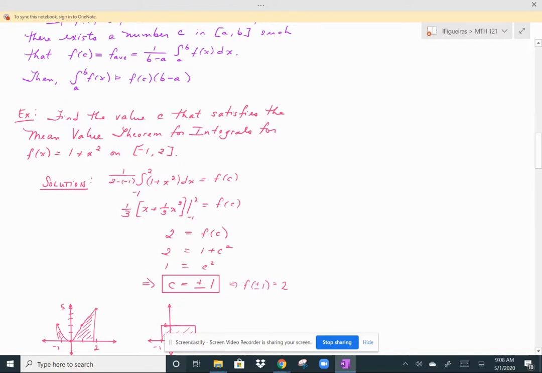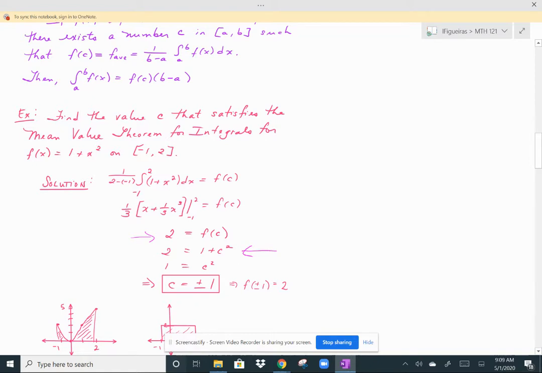So remember, the definition says that f of c equals the average value. So that's the equation that I set up here. The average value calculation is the same calculation we did above. So that has a value of 2, which we did earlier. Remember, that's equal to f of c. So I'm just going to substitute c into the original function. So then I get 2 equals 1 plus c squared.